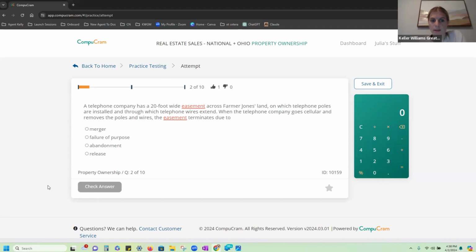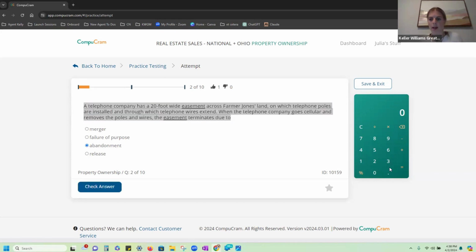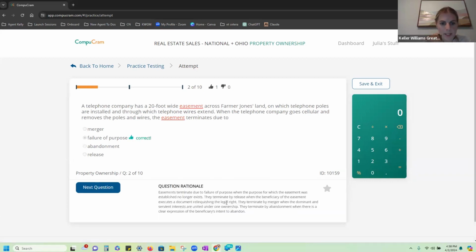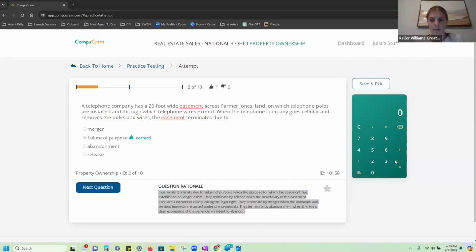Right. Question. And then we got B. So the easement terminates due to failure of purpose is correct. All right, so this one is kind of common sense, but since everything went cellular, the wires and poles are not needed anymore.